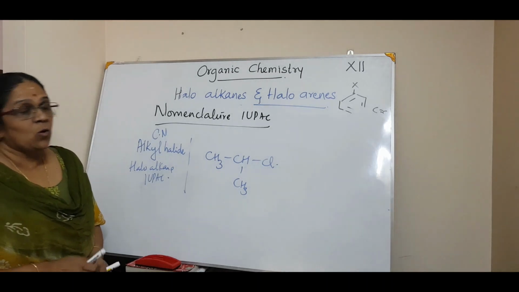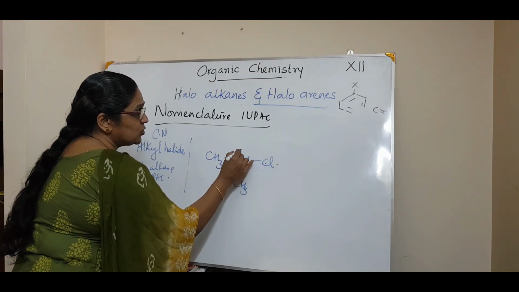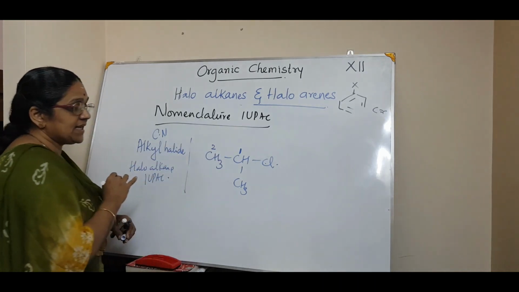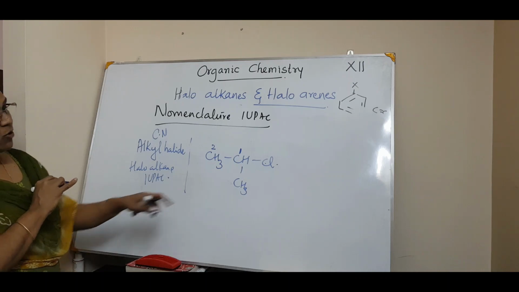Okay, hope you have done this. How will you write it? Here it is the chlorine atom. So this will be the first carbon atom and this will be the second carbon atom, isn't it? Am I right? What about this then?